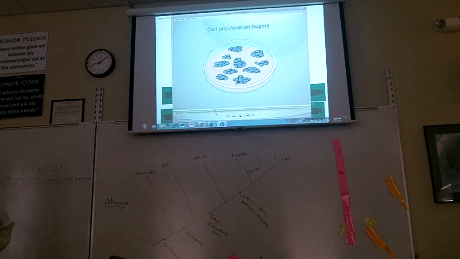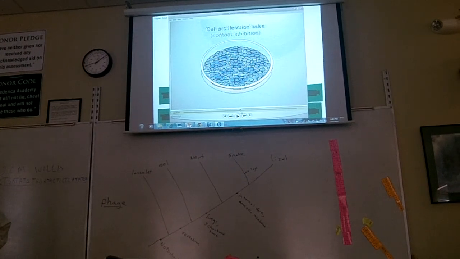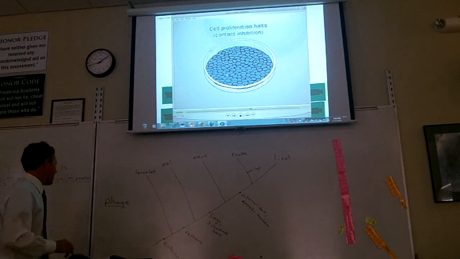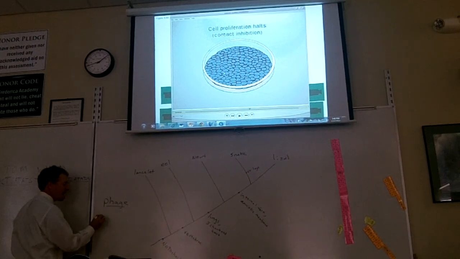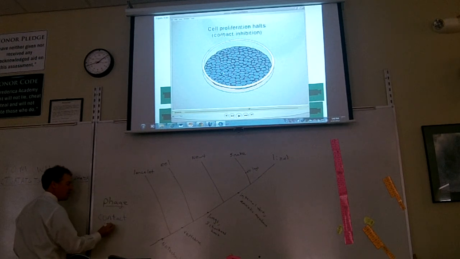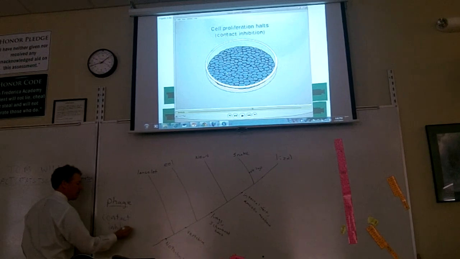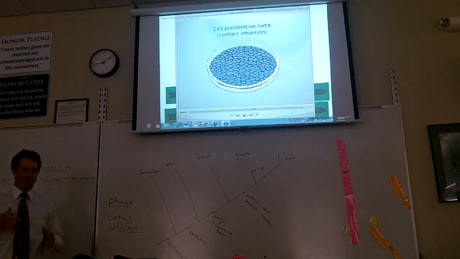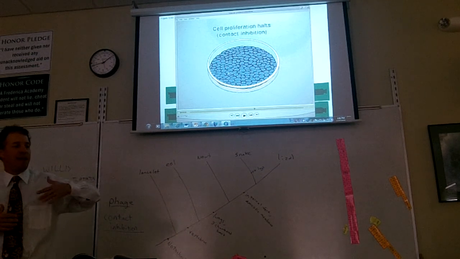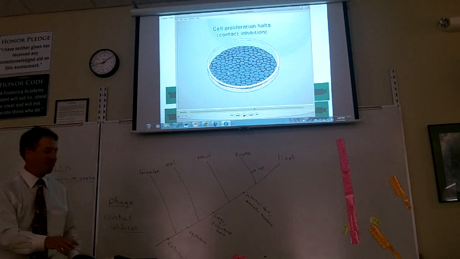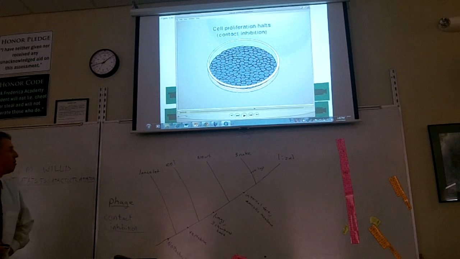Okay, so what they've done is they've put some cells on a lab dish, and as long as you feed the cells nutrients, they'll multiply and spread. But when they're touching each other, they stop multiplying. We have a name for that. It's called contact inhibition. That's when cells are touching each other, and when one cell touches another, they somehow signal one another to stop cell growth. And so these will all stop growing at that point.